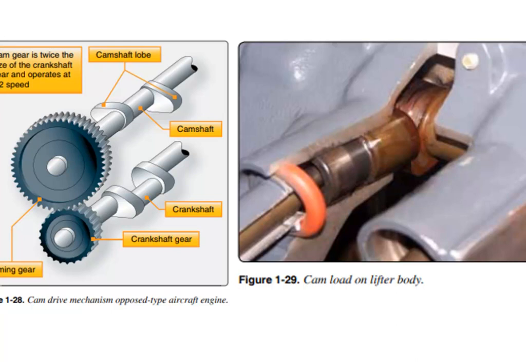Here's a close-up of the cam lobe on the actual lifter body, showing how a camshaft can push on that lifter and push the push rod for us.